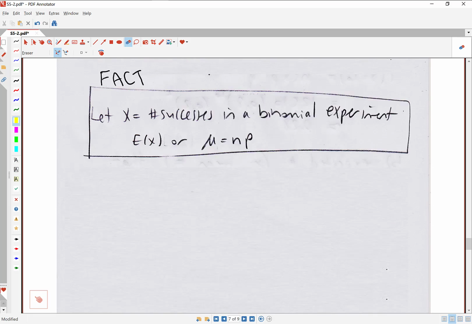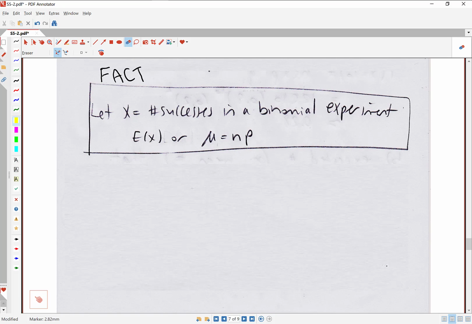Here's our key fact. Let X be the number of successes in a binomial experiment. There's a really fast way to calculate the expected value, and that is N times P. So it's your number of trials times the probability of success on a single trial. That gives you a really fast way of finding the average number of successes in a binomial experiment.